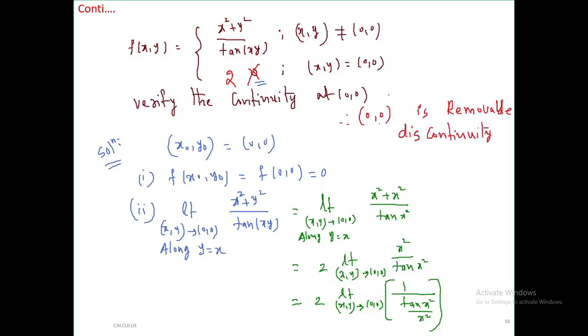That means this point may be removed from discontinuity by redefining the value at 0 to be 2. Therefore (0, 0) is said to be a removable discontinuity. Such a point we can remove by defining the function like this. Now if we define it like this the function becomes continuous. Before that it is a discontinuity point, particularly a removable discontinuity. Okay, so this is about removable discontinuity. And with this I will stop.